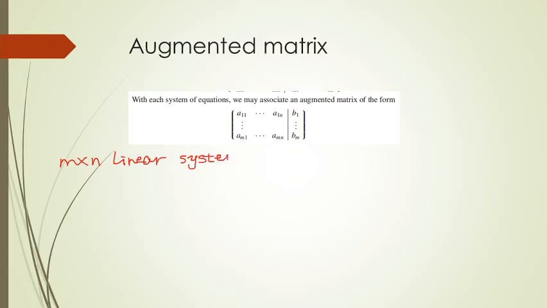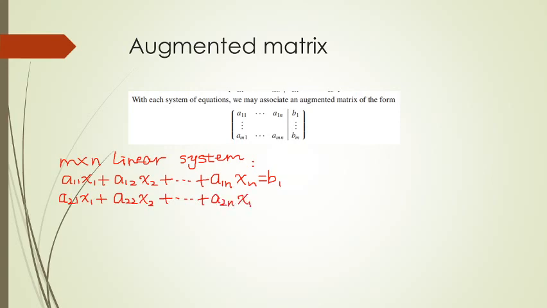Now it's easy to write all those equations. So that is a11 x1 plus a12 x2 plus a1n xn equals b1. The second equation will be a21 x1 plus a22 x2 plus a2n xn equals b2. And then until the m-th equation, am1 x1 plus am2 x2 plus the last one, amn xn equals bm.